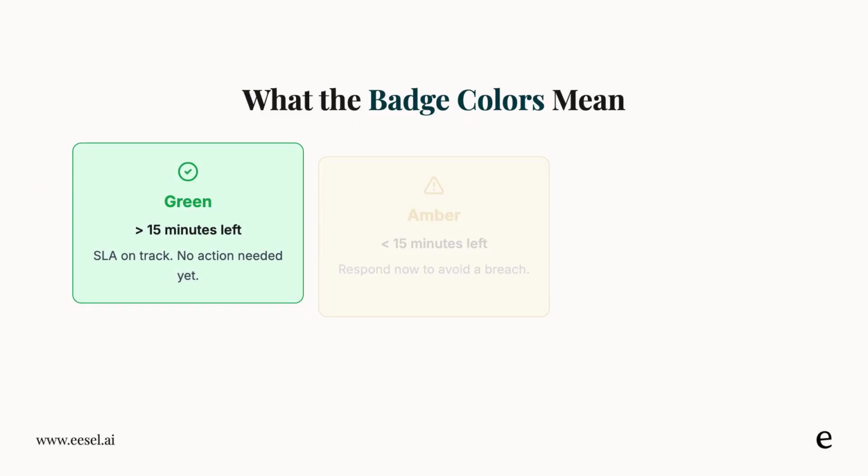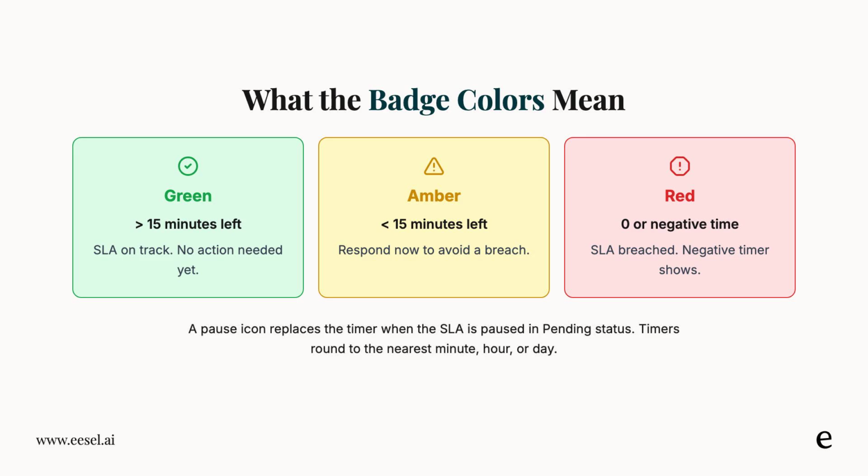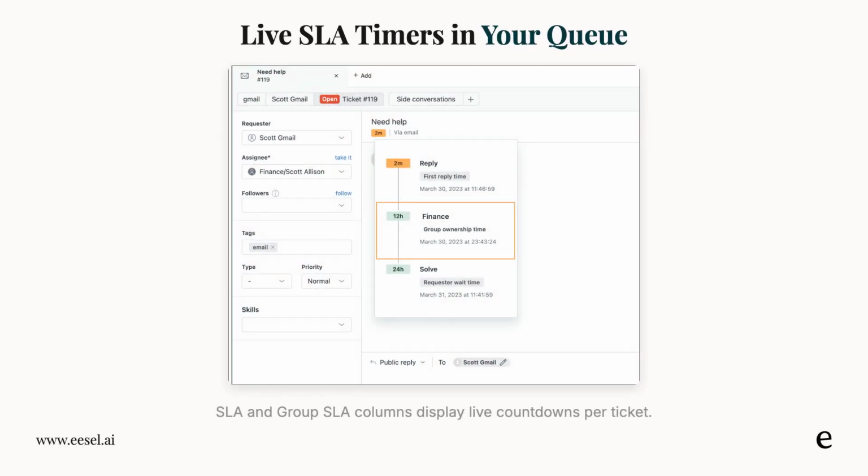The colored badge on each ticket tells you exactly how urgent it is at a glance. Green means more than 15 minutes remain and you're on track. Amber means fewer than 15 minutes and action is needed right now. And red means the SLA has already breached with a negative timer showing how far past the deadline the ticket is. This is what your view looks like once you add SLA columns.